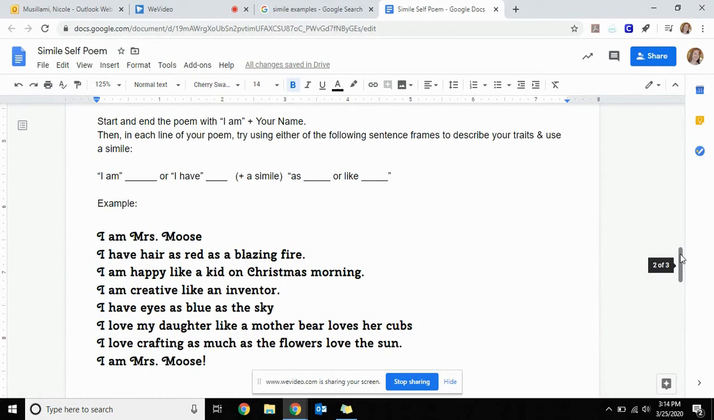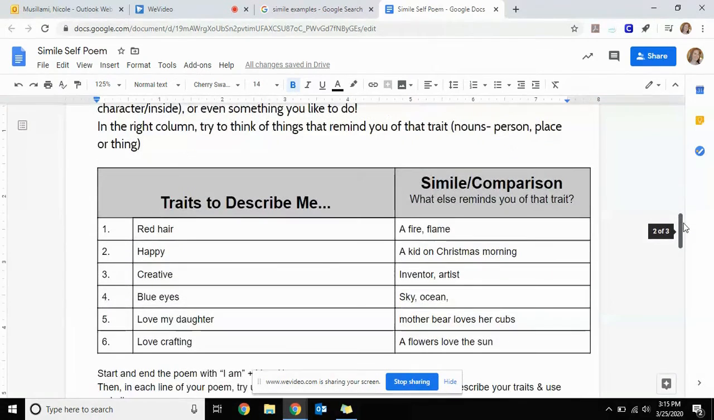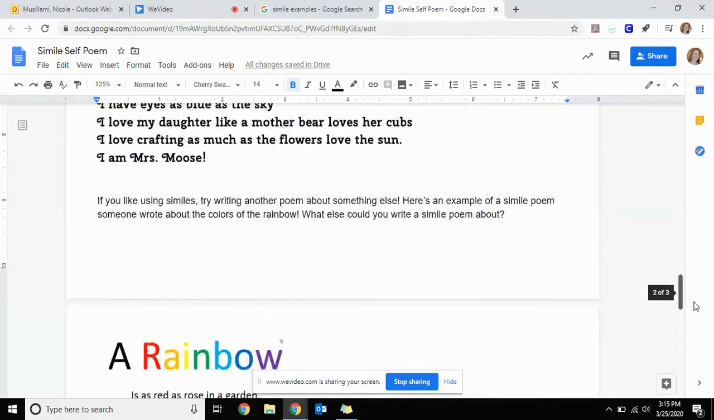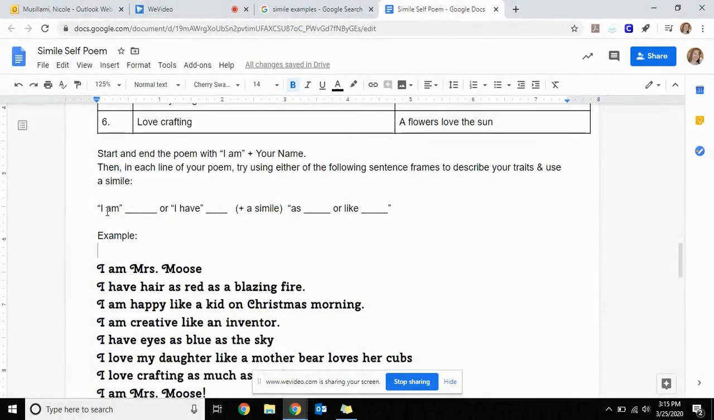And so what I would recommend is starting and ending the poem with I am and then your name. So for example, I am Mrs. Moose. And then I did that again at the end. I am Mrs. Moose. Then in each line of your poem, try using either of the following sentence frames to describe your trait and your simile. So here's where you're going to put your traits and your similes in. And so you could either use I am, I have, and then plus your simile, as or like.